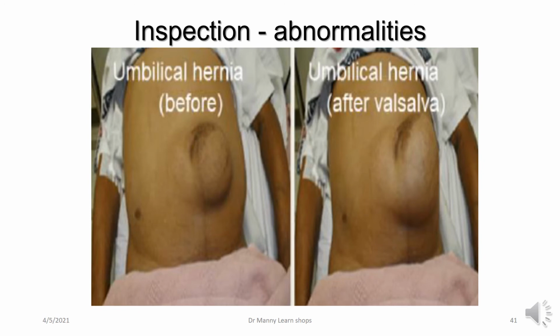You can see hernias. They can be umbilical. If you get the person to perform a Valsalva manoeuvre, which basically means increasing intrathoracic and intra-abdominal pressure, sometimes it can bulge out. But this is visible, and you can see that it's abnormal.